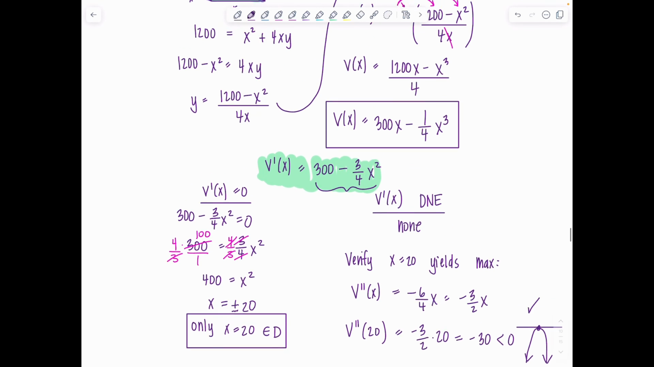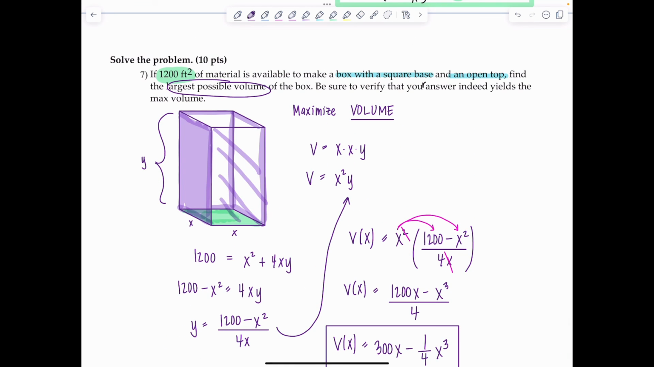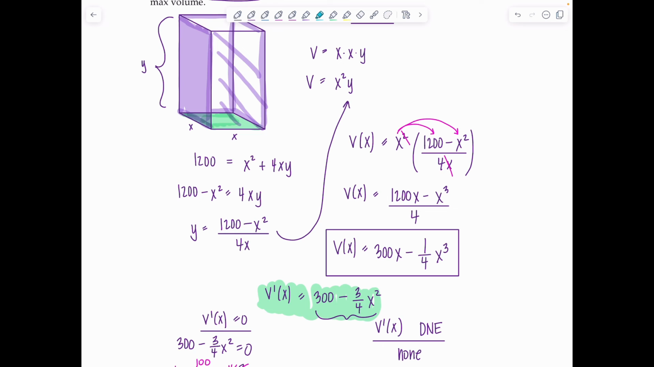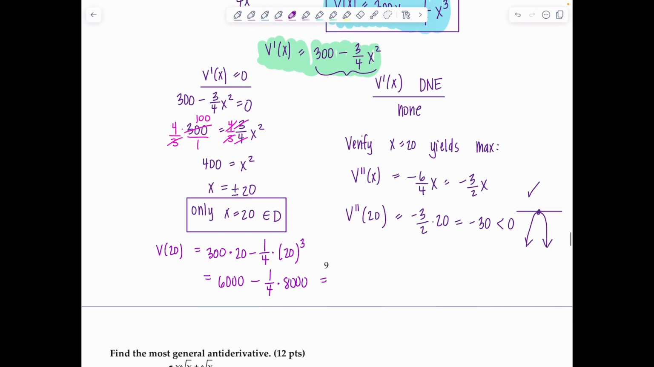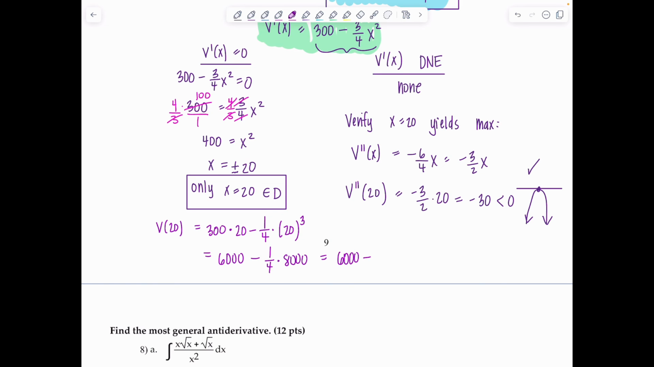And then let's see, what did the problem want? I know x is 20. Did I answer the question? They actually want us to find the volume. So I need to go back and plug in x equals 20 into the volume function here to give my answer, okay? So v of 20 would be 300 times 20 minus 1/4 times 20 cubed. 300 times 20, that's 6,000, minus 1/4 times 20 cubed is 8,000. So this is 6,000 minus 2,000, which is 4,000. This represents a volume, so the units are feet cubed.